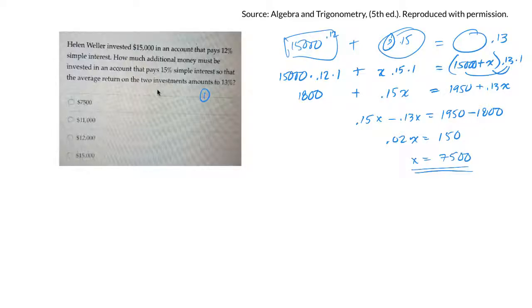So you need to add $7,500, or you need to invest $7,500, in order for the average interest rate to come out to 13%. I'd pick that one. Hopefully that helps.